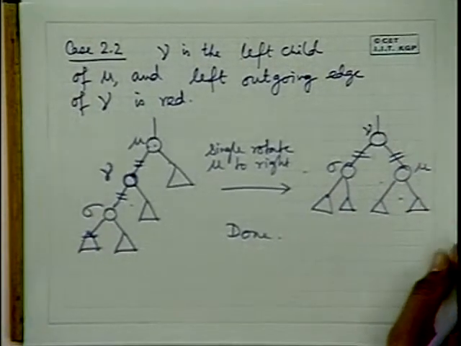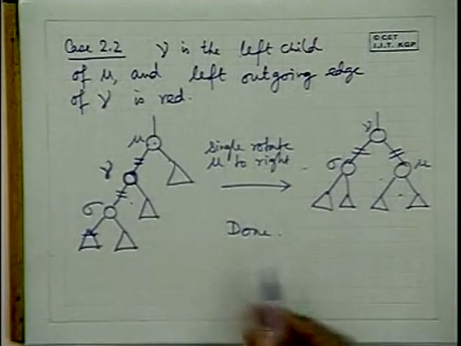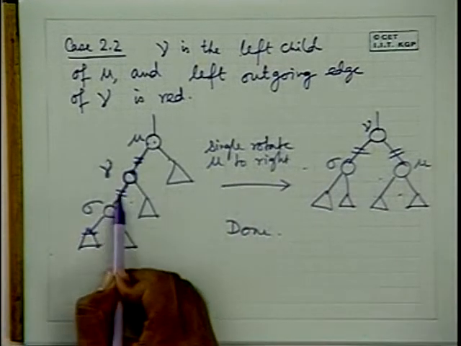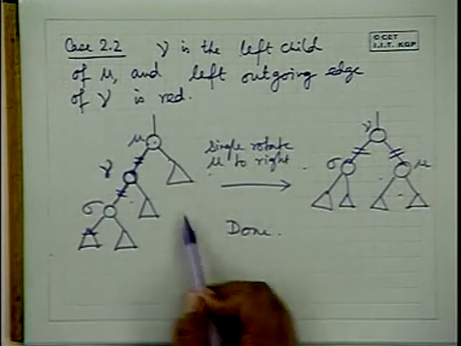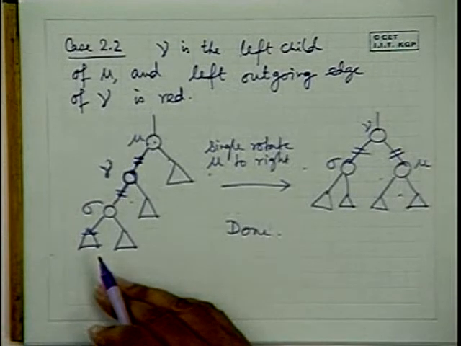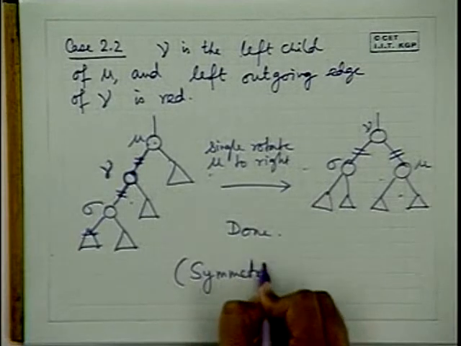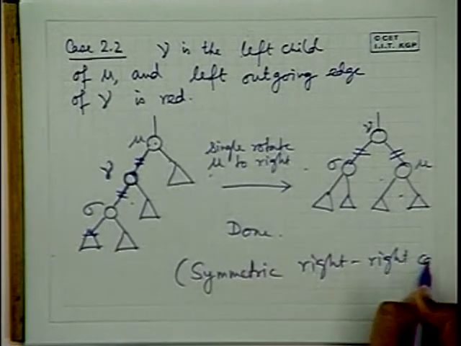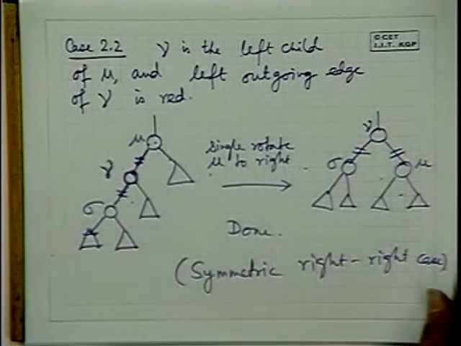Okay, so this is case 2.2. There is a symmetric case where it is a right case. Like this is a left, there is a symmetric case where this one is right, this one is also right, where both are the same. And you just do the opposite rotation. So there is a symmetry, right. And you do just an opposite rotation, left rotation. And this will be fine.